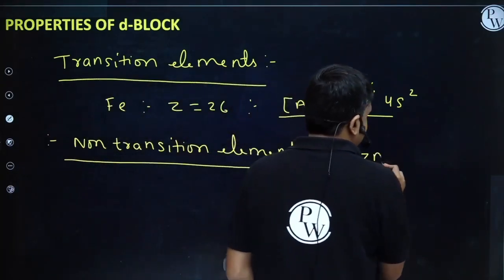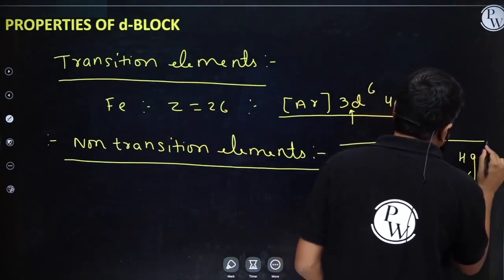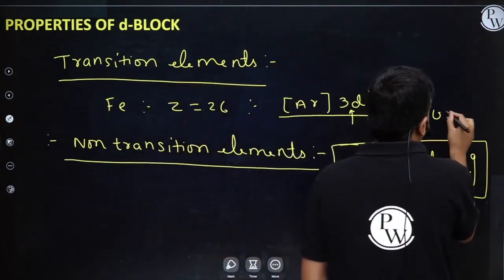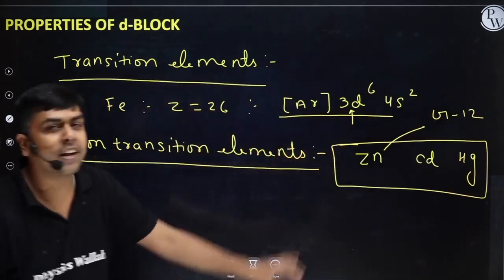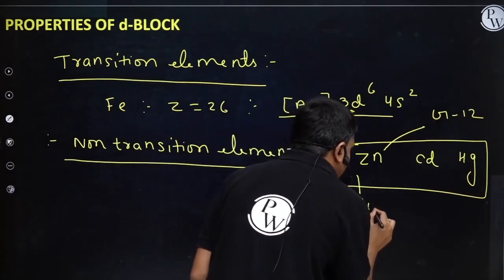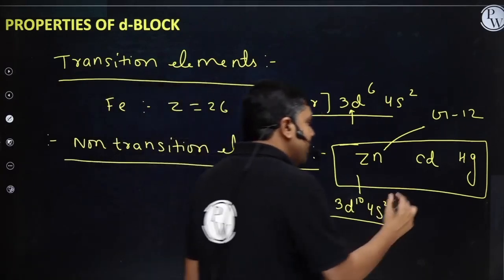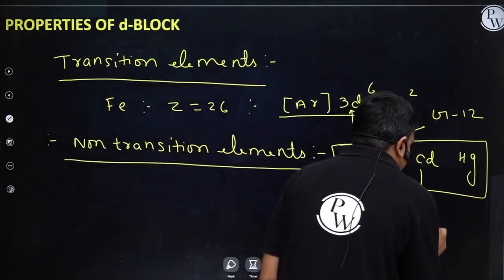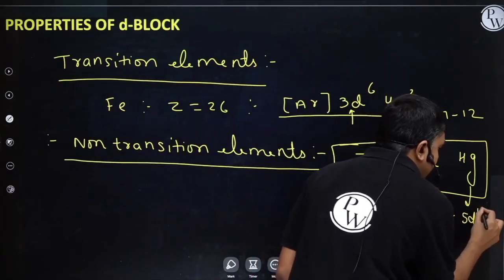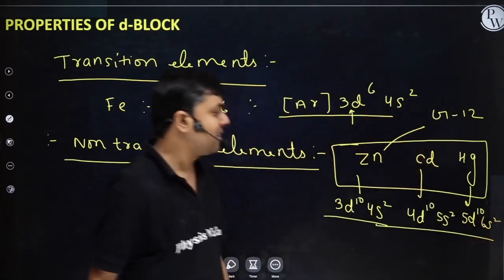Yes. Zinc, cadmium, mercury. These elements are referred to as non-transition elements. Basically, they are placed in group 12. The configuration of zinc is 3d10 4s2. The configuration of cadmium is 4d10 5s2, and the configuration of mercury is 5d10 6s2. Am I clear, students?